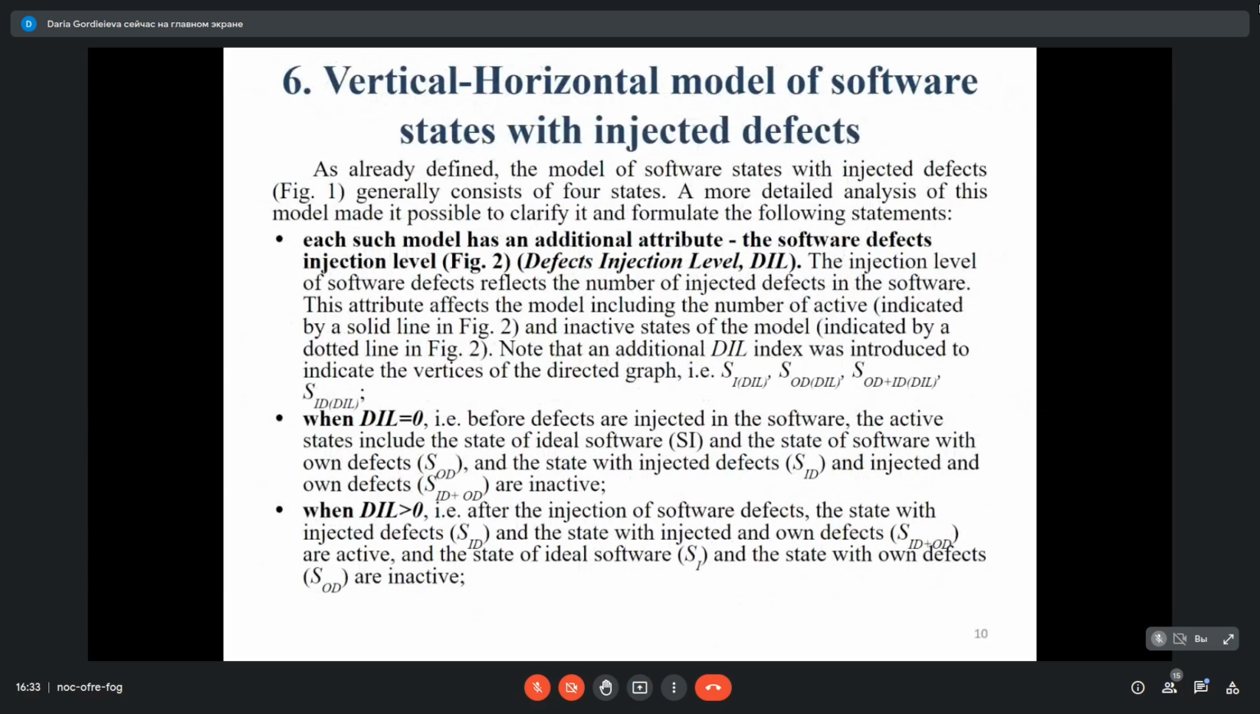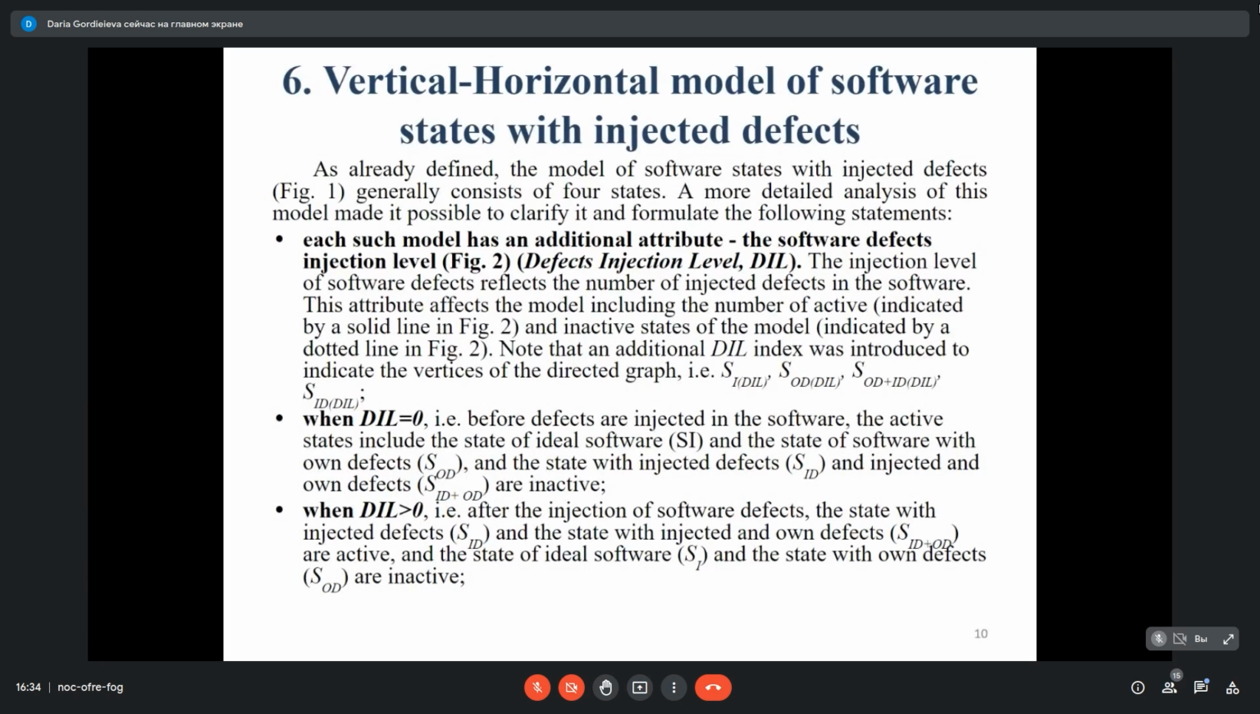As already defined, the model of software states with injected defects generally consists of 4 states, and a more detailed analysis of this model made it possible to clarify it and formulate the following statements. Each model has an additional attribute: the software defects injection level, DIL. The injection level reflects the number of injected defects in the software. This attribute affects the model, including the number of active and inactive states of the model.